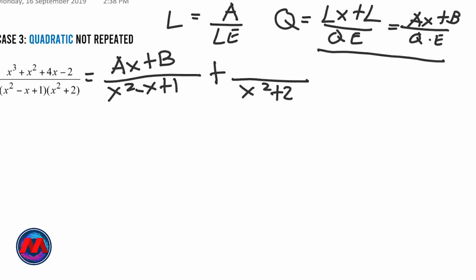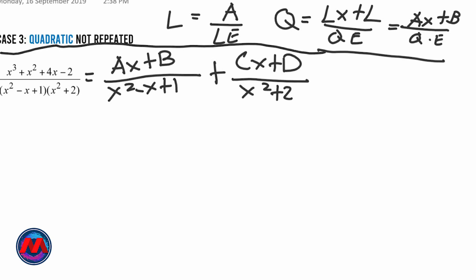Ngayon, continuous yan. So, kapag B yung last na ginamit, anong next sa B? A, B, C. C, tama. CX plus D. Yun. So, natapos na natin yung step number 2. Yun. Tapos natin yung step number 2 which is to set up the equation.